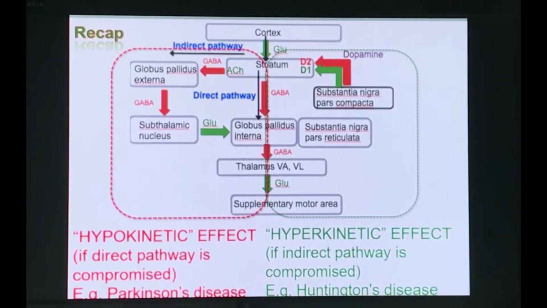Mainly, the information comes from the cortex and the thalamus to the striatum, where it is received by the neostriatum. Then the interpretation and further processing take place within the basal ganglia system, and through the output nuclei the information projects to the thalamus, and then it projects back to the cortex, mainly to the supplementary motor area.